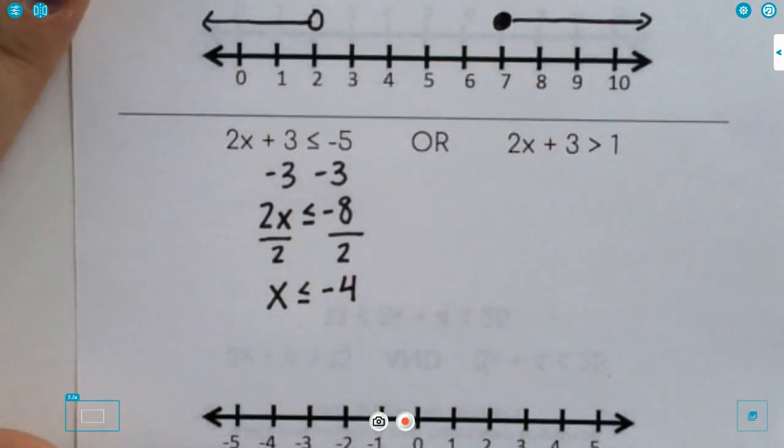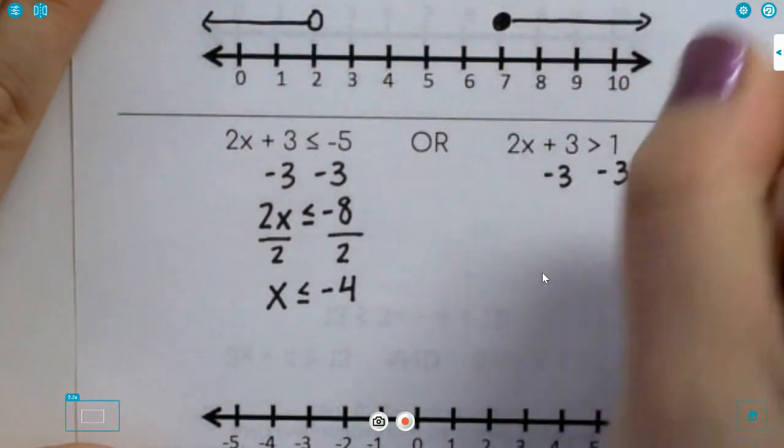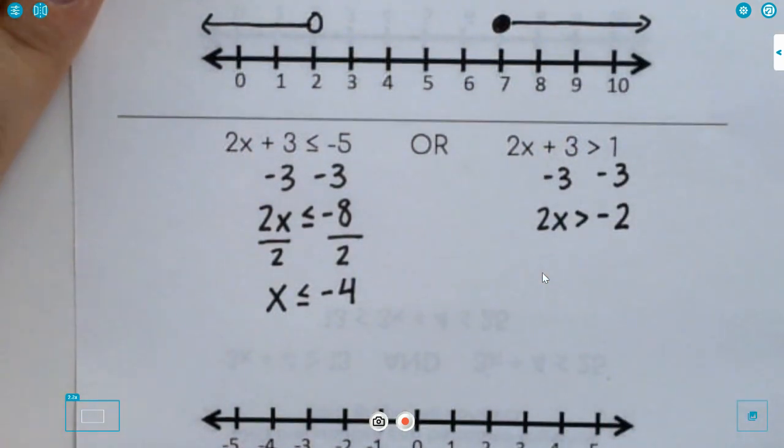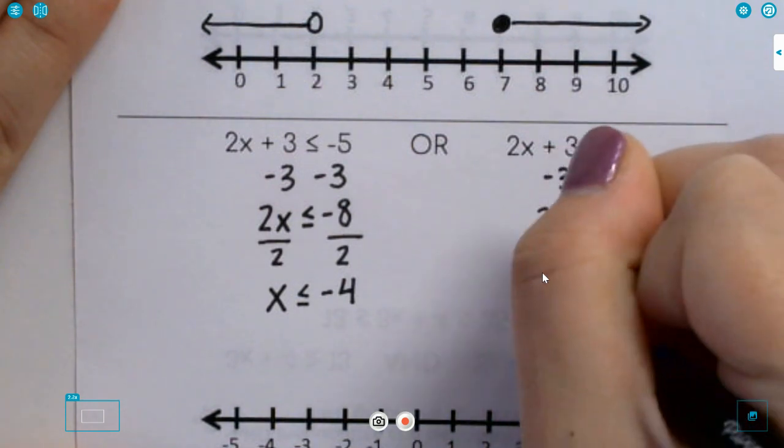On this one, we do not flip our sign because we did not divide by a negative. The 8 was negative, but what we were dividing by was 2. It was not negative. Okay, and then solving out our other one, 2x plus 3 is greater than 1. Solve it out the exact same way. I'm going to subtract 3 from both sides. I'll get 2x is greater than negative 2. And I'll divide both sides by 2. And get x is greater than negative 1.